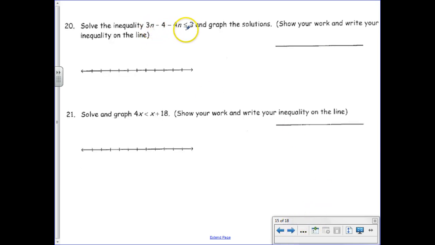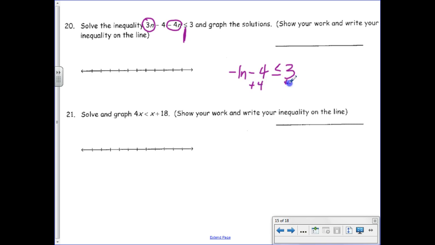Number 20. Ooh, look at all that's going on here. Hold your horses because 3n and minus 4n are on the same side of the inequality. You need to combine like terms here. That gives me a negative 1n. Then I have minus 4, less than or equal to 3.